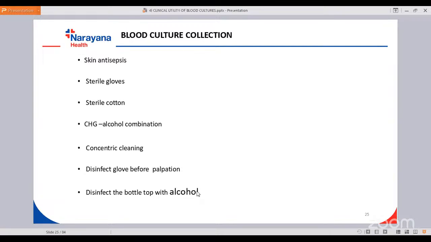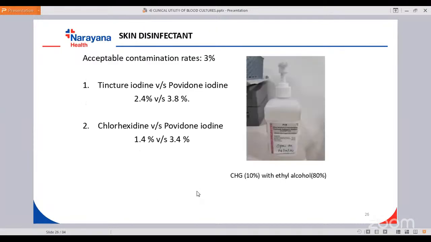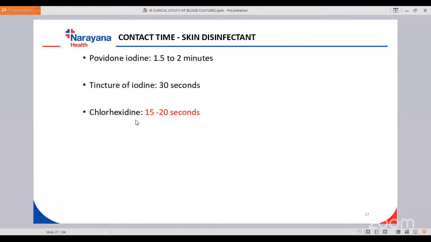When you're doing a blood culture collection, it needs to be done using sterile gloves, using sterile cotton with a chlorhexidine and alcohol combination. The cleaning has to be concentric and you need to disinfect the bottle top with alcohol. What do you use as a skin disinfectant? Earlier, tincture iodine and povidone iodine were used, but now chlorhexidine is used because it has the lowest contamination rates. It also has the lowest amount of time required to act.